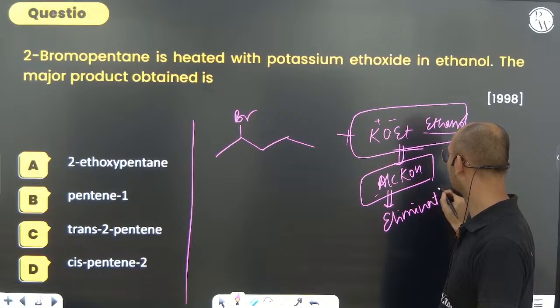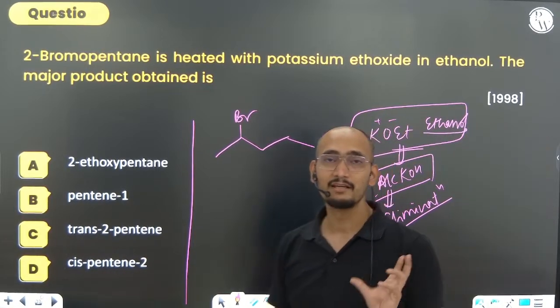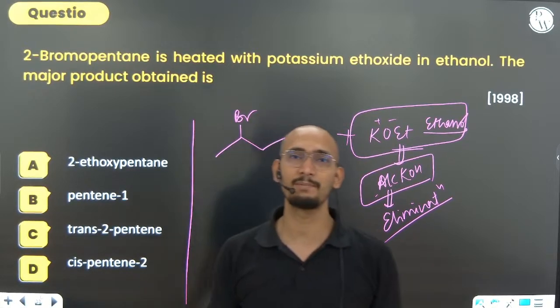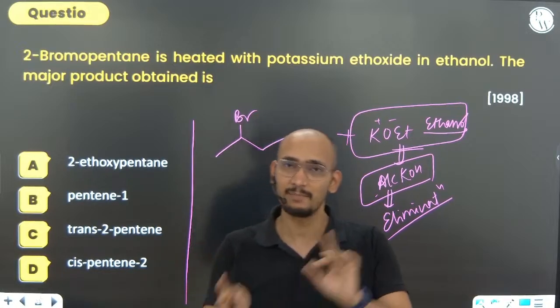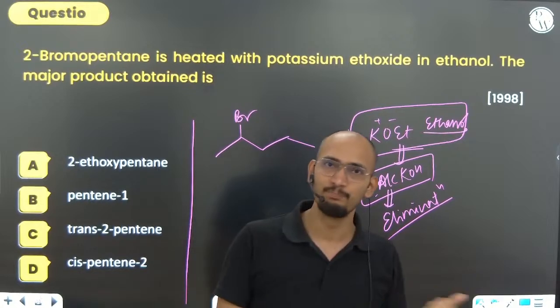Elimination. Now you will say why it is elimination? क्योंकि याद रखना कि यहाँ पर जो आपका attacking nucleophile है, it is larger in size, so larger in size होने पे it acts as a better base than a nucleophile. So rather than going through substitution, it starts going through elimination.